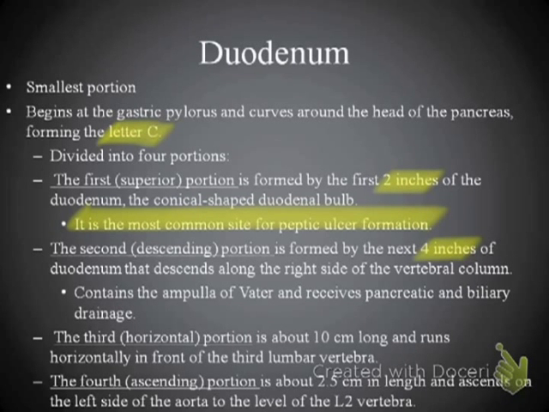The third or horizontal portion of the duodenum is about 10 centimeters long and runs horizontally in front of the third lumbar vertebrae.